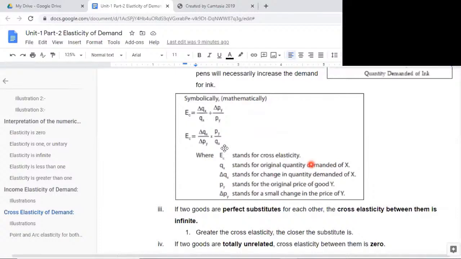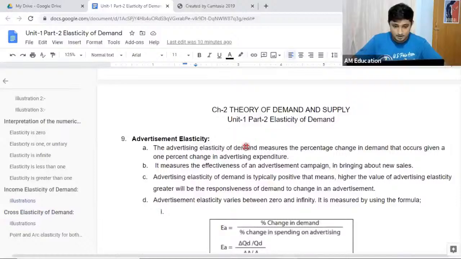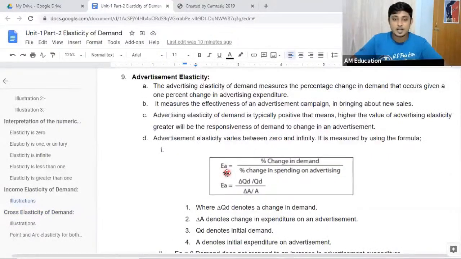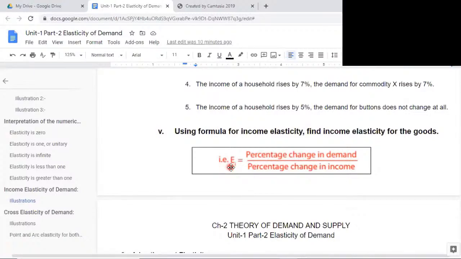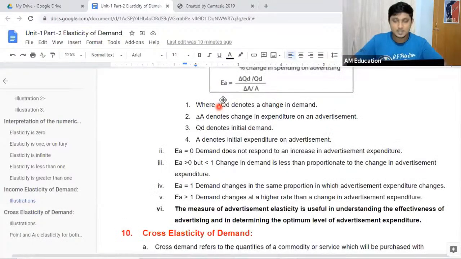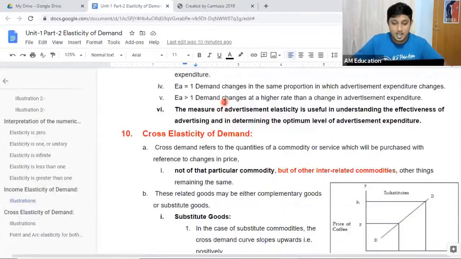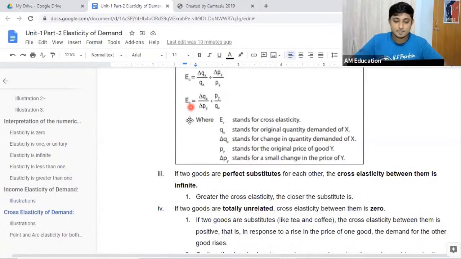See, check this out. Symbolically or mathematically, elasticity of C is cross elasticity. Did you see the previous thing? See, EA is advertisement elasticity, EI is income elasticity, EP is price elasticity. EA is advertisement elasticity, and cross elasticity. See what did he write? EC.